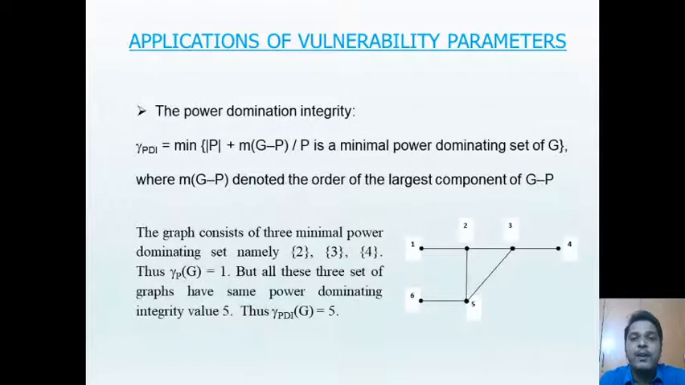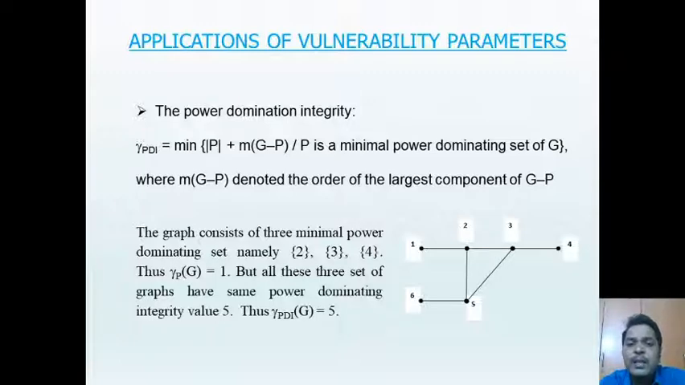So we define the power dominating set. The power dominating number is formally defined as the minimum of the cardinality of P plus M of G minus P, where P is the minimum power dominating set of G. Consider the graph in the given example. It consists of 6 vertices, namely 1 to 6.